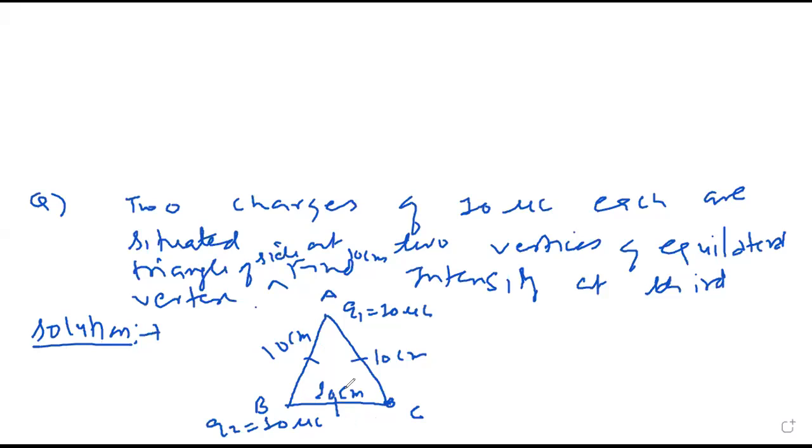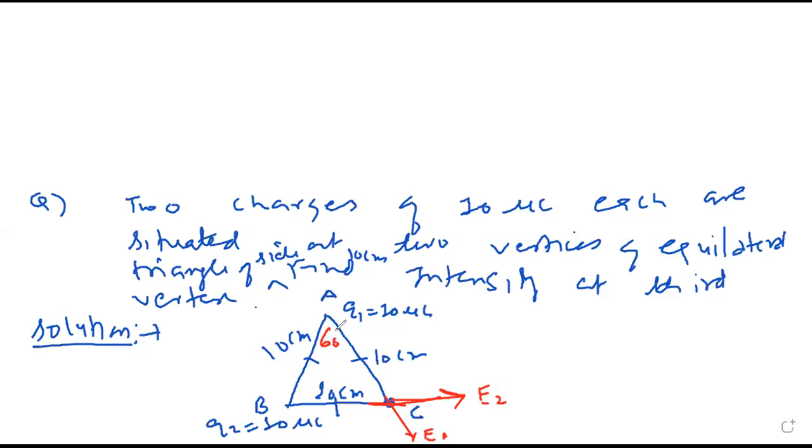Positive. So at C, the intensity will be directed outward or towards Q1? Outward. Positive charge means from here it will be directed outwards. So suppose this is intensity E1. And for B, it will again be directed outward like this, E2. Now E1, E2 both are vectors, so the resultant will be the vector sum.